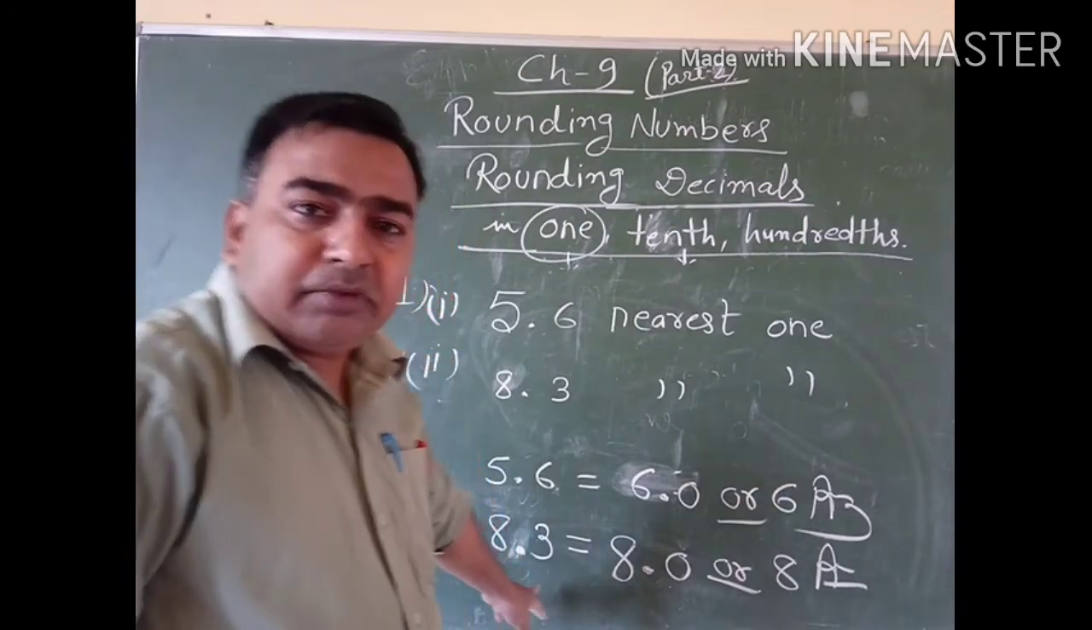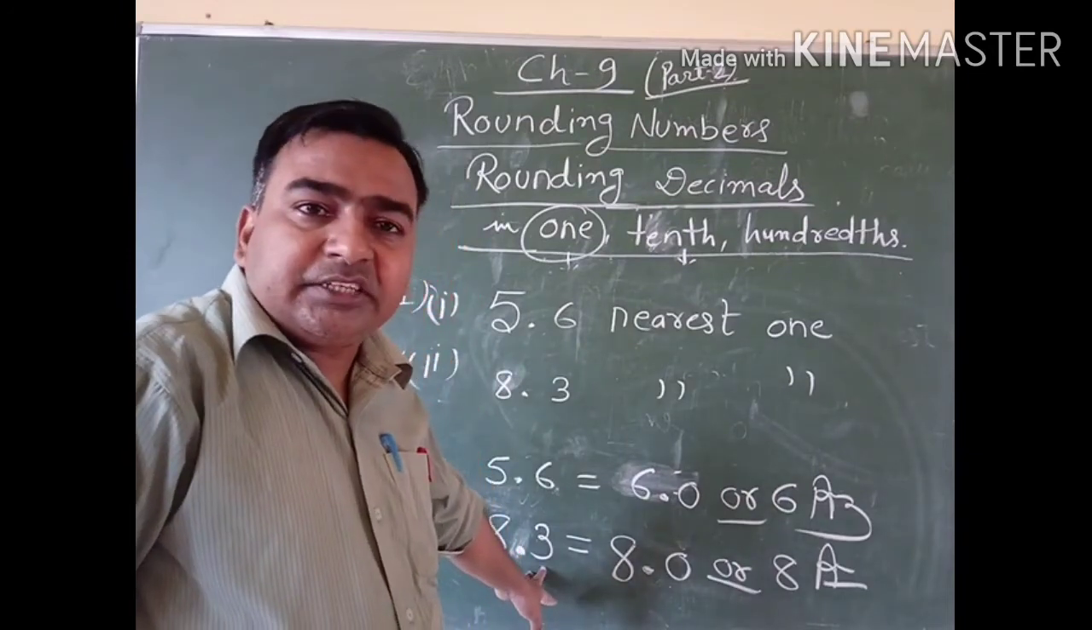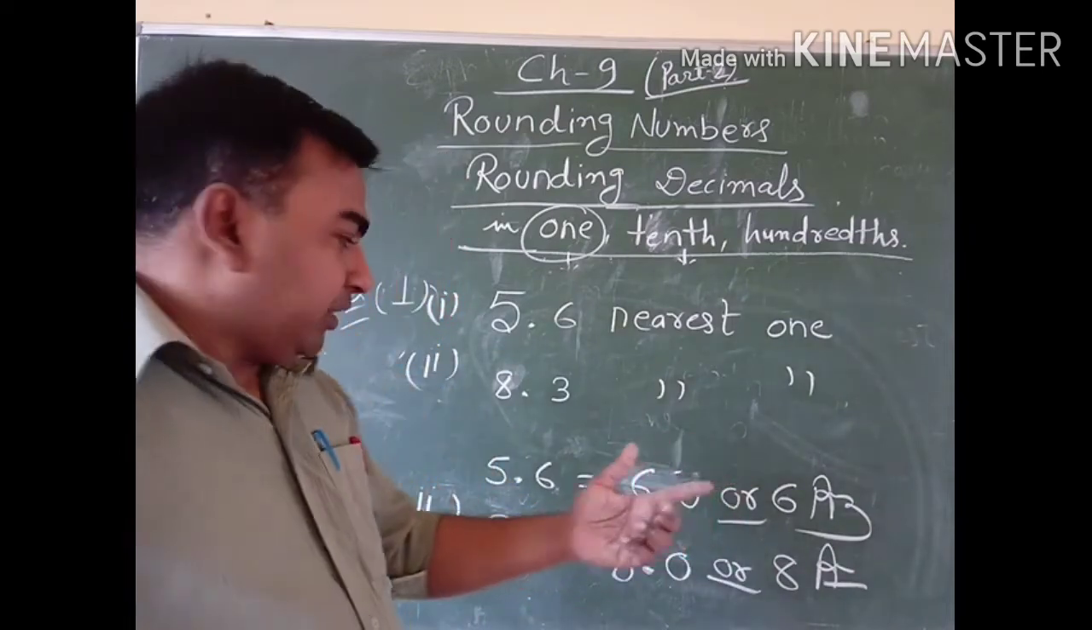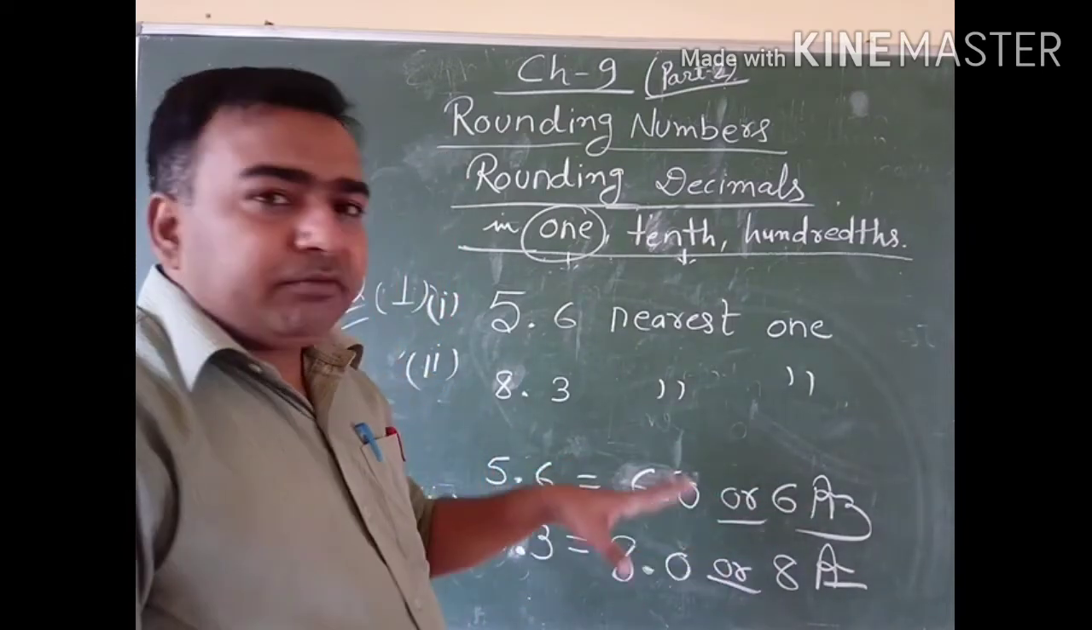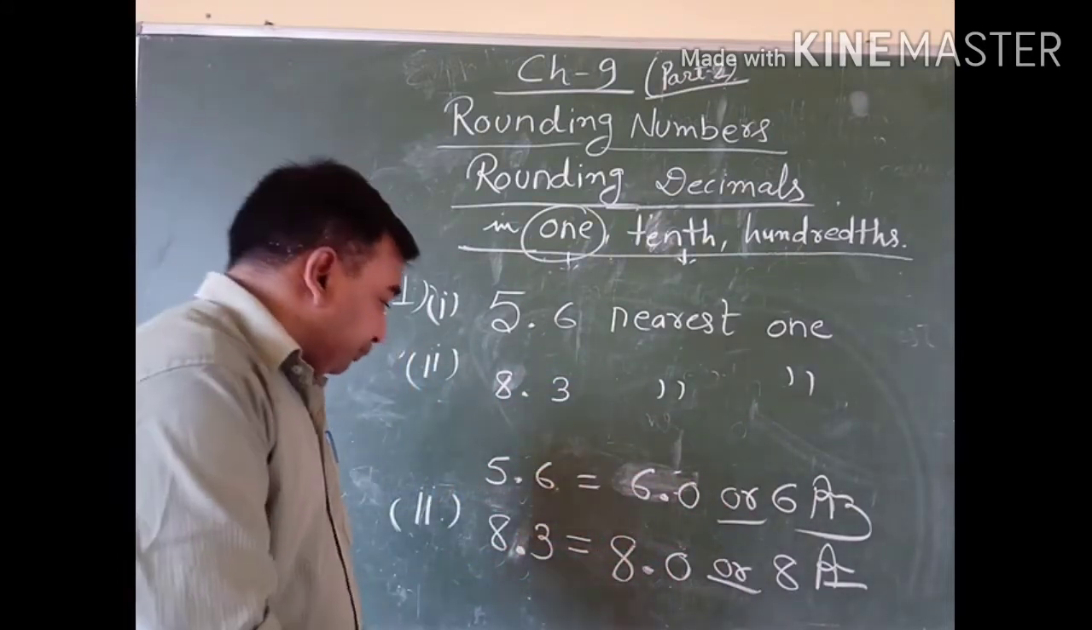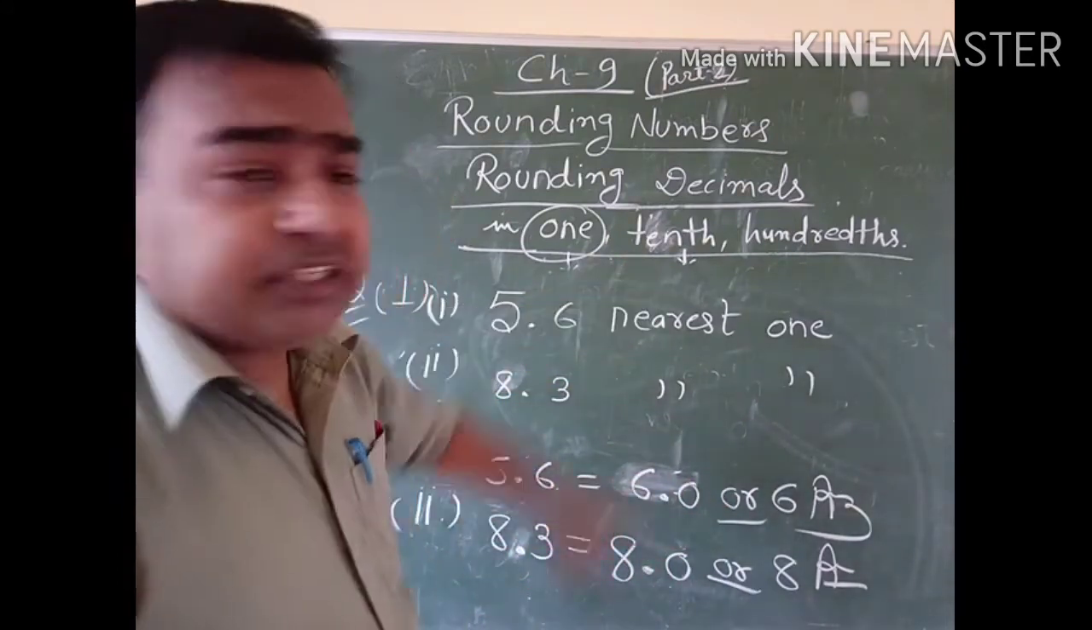If it is less than 5, if the decimal number is less than 5, we will go backward. If the decimal number is more than 5, we will go forward. The same formula we will apply as for whole numbers. Okay. Now come to the 10th place number.